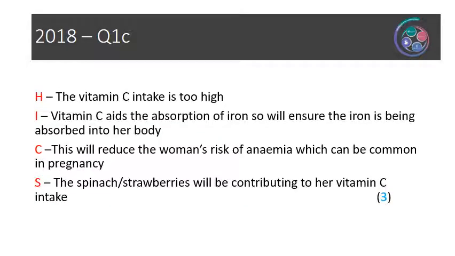Finally, the vitamin C intake is too high. Vitamin C aids the absorption of iron, so will ensure that iron is being absorbed into her body. This will reduce the woman's risk of anemia, which can be common in pregnancy. The spinach or strawberries will be contributing to her vitamin C intake. Again, another 3 marks there. Picking 3 nutrients and breaking them down will access you the 3 marks.